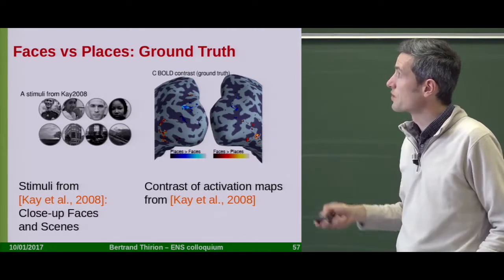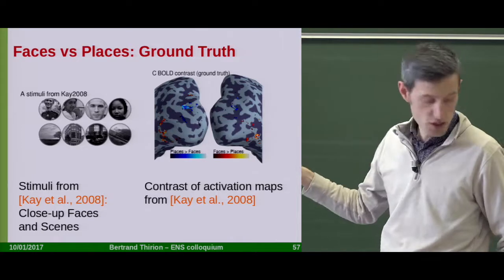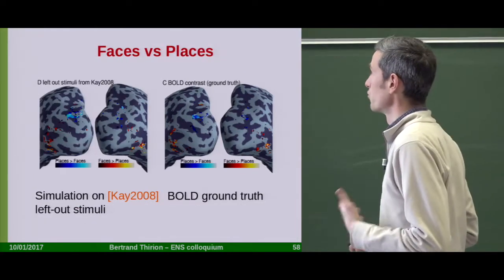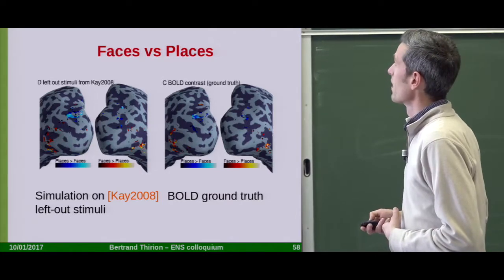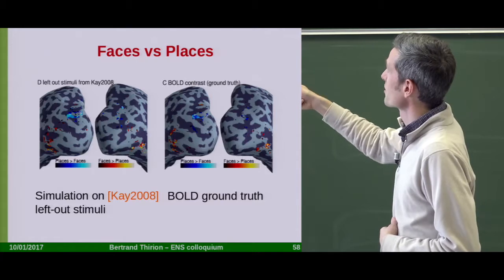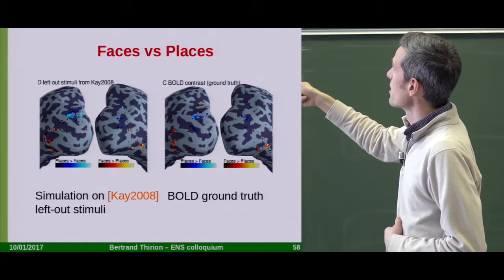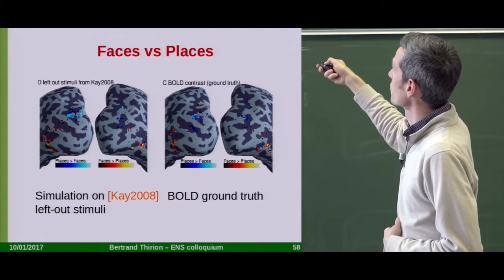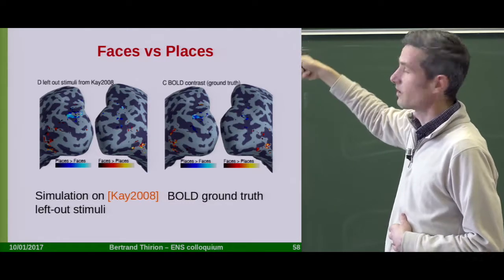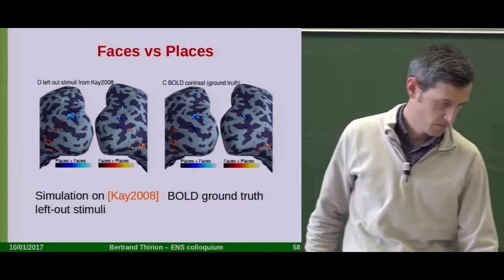So first we do that with some stimuli that were actually shown to the subject, but left out from the data set to do cross-validation. And actually we see that the prediction on the left-out stimuli is very close to the ground truth. So we predict fairly well the positive and negative spots in the image.